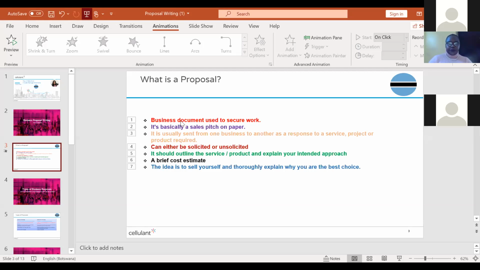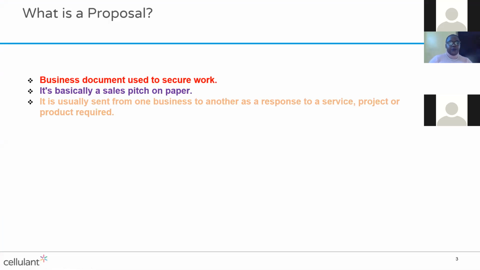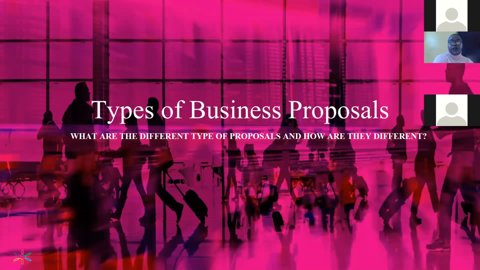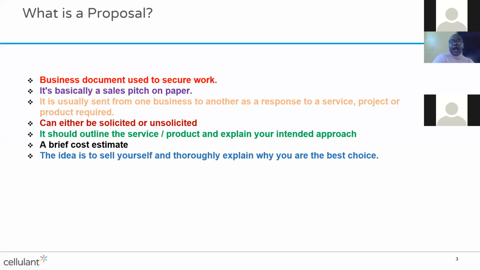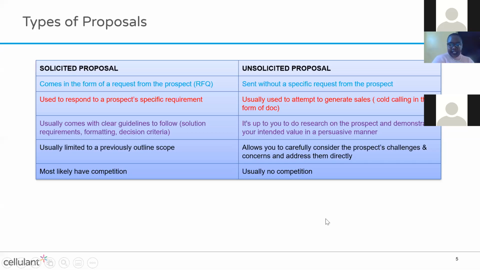Okay. So like I said, for me, it's basically used to secure work, and the idea here is to sell yourself and thoroughly explain why you are the best choice from a pool of competitors. Like I had mentioned before, there are two main types of business proposals, and it's important for us to understand the different types and how they differentiate from one another.